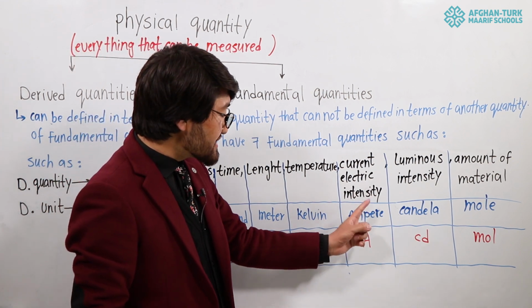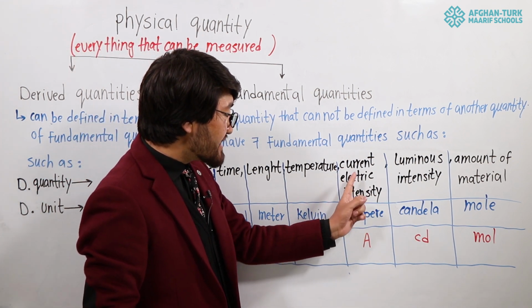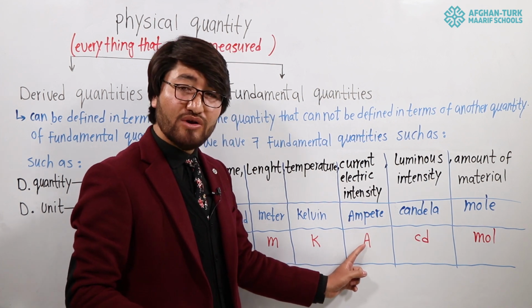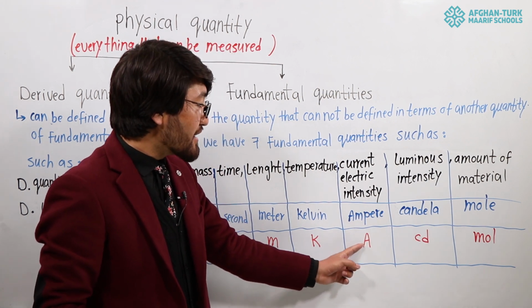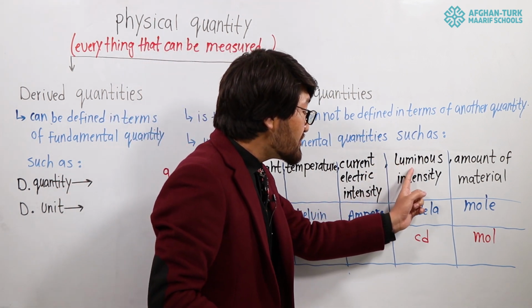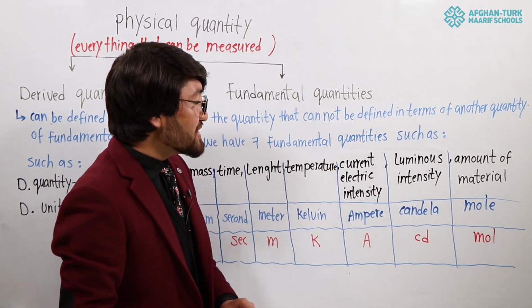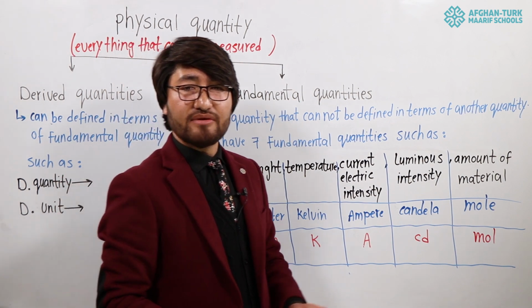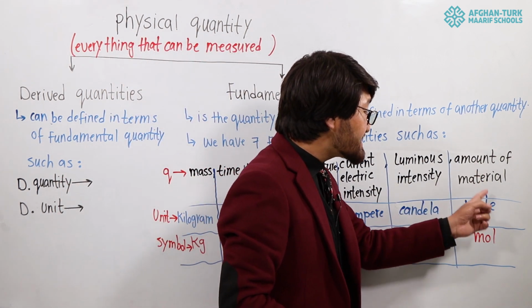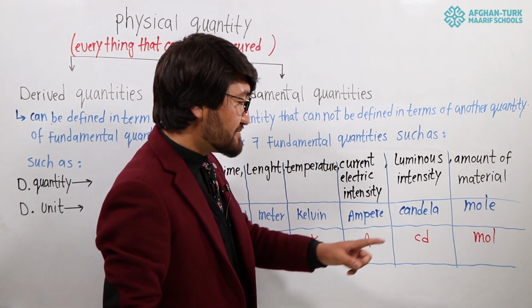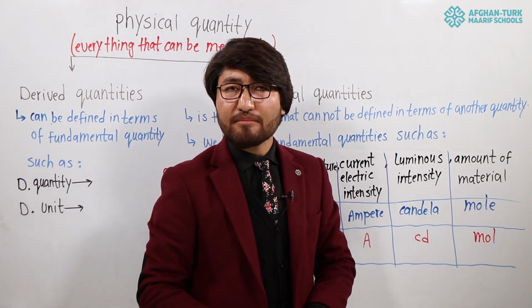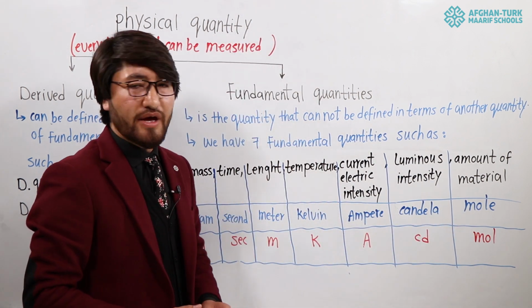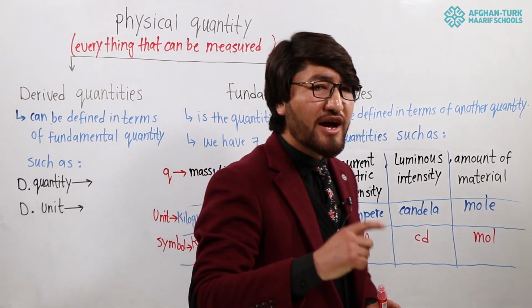What is the unit of electric current? Ampere. Ampere is the unit of electric current. What is the symbol of ampere? A. What is the unit of luminous intensity? Candela. What is the symbol of candela? CD. What is the unit of amount of material? Mole. What is the symbol of mole? MOL.